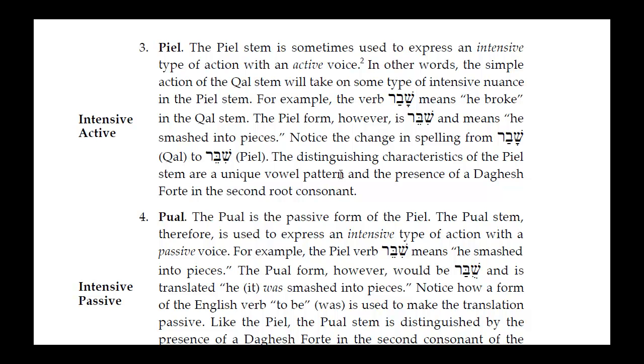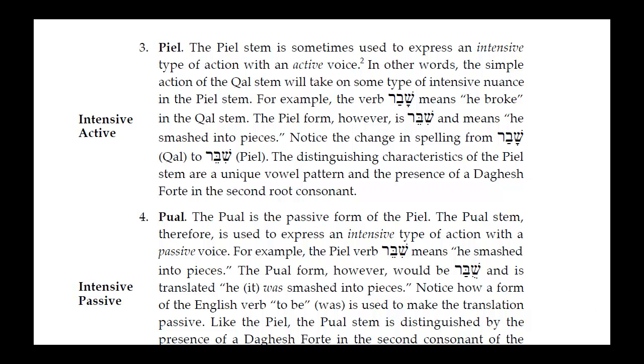The distinguishing characteristics of the Piel stem are a unique vowel pattern and the presence of the dagesh forte in the second root. You've got the dagesh in the second root, the bet, and the hireq under the shin, and the tsere under it as the stem vowel. Shiber. Those are the characteristics of the Piel stem here in the perfect tense.